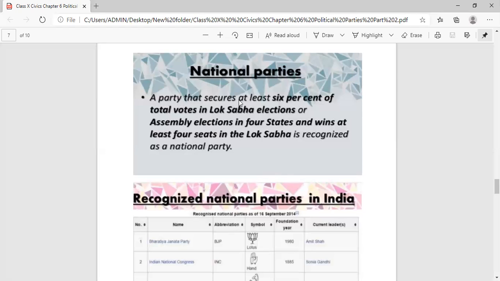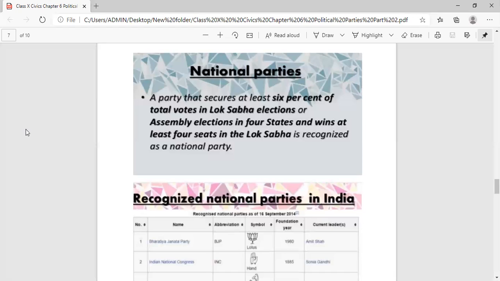So, a party that secures at least 6% of the total votes in Lok Sabha election or assembly elections in 4 states and wins at least 4 seats in the Lok Sabha is recognized as a national party. So this is the criteria for the national party. It means either in Lok Sabha election or in the assembly election, they need to get 6% of the total votes and 4 seats in Lok Sabha.